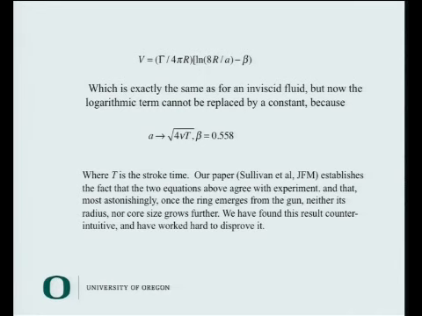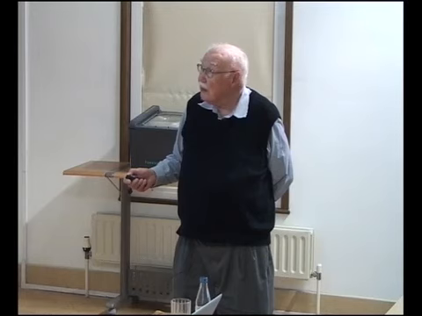exactly the same as the formula I showed you from Lamb, except that you can't neglect the logarithmic factor, because a is the square root of 4 nu times the time, and the vortex structure factor is known to be 0.558. And so you have to carry out all terms. Let me just remind you again. The core diameter is the square root of 4 times the kinematic viscosity times the time. The structure factor is 0.558.